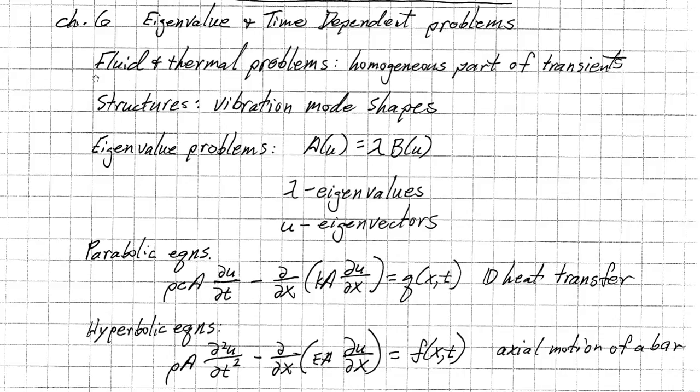So again, physics of interest are fluid and thermal problems. We'll look at the homogeneous part of the transients, and for structures we're interested in vibrating mode shapes. So one example is, say you have a plate, and if you excite the plate at its first mode, you'll typically see one large shape change, like a dome shape if you're considering a plate.